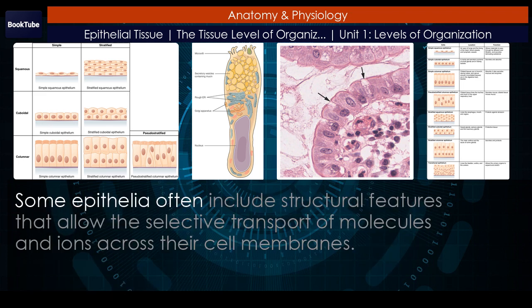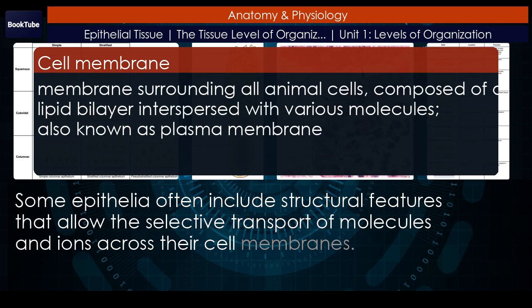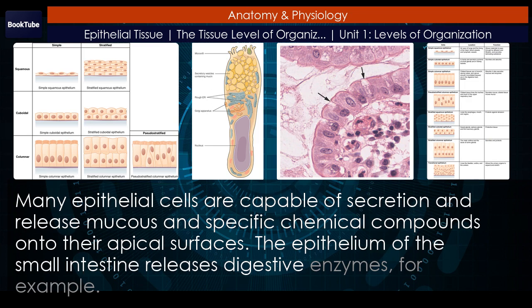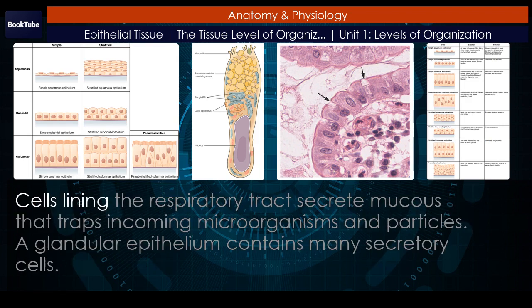Some epithelia often include structural features that allow the selective transport of molecules and ions across their cell membranes. Many epithelial cells are capable of secretion and release mucus and specific chemical compounds onto their apical surfaces. The epithelium of the small intestine releases digestive enzymes. For example, cells lining the respiratory tract secrete mucus that traps incoming microorganisms and particles. A glandular epithelium contains many secretory cells.